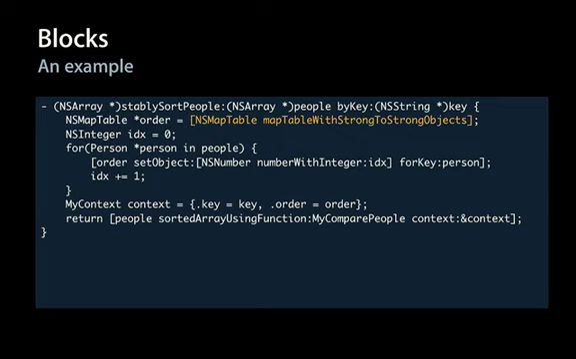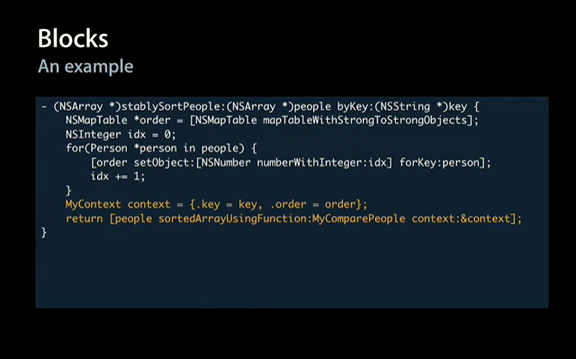So to do this, we're going to build a map table. The map table is going to hold an entry for every object, for every person that we're sorting. We're going to populate that by iterating all of the people in order and putting an integer into the map table that's the index at which that person appeared in the people array. Then we're going to ask the array to sort itself.